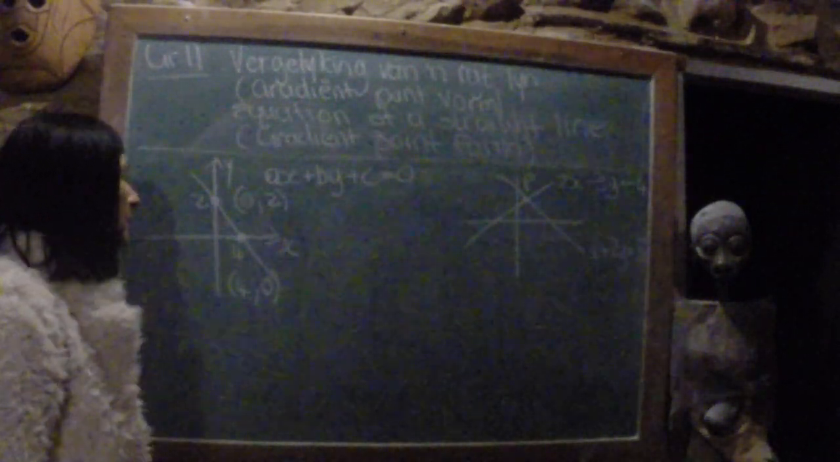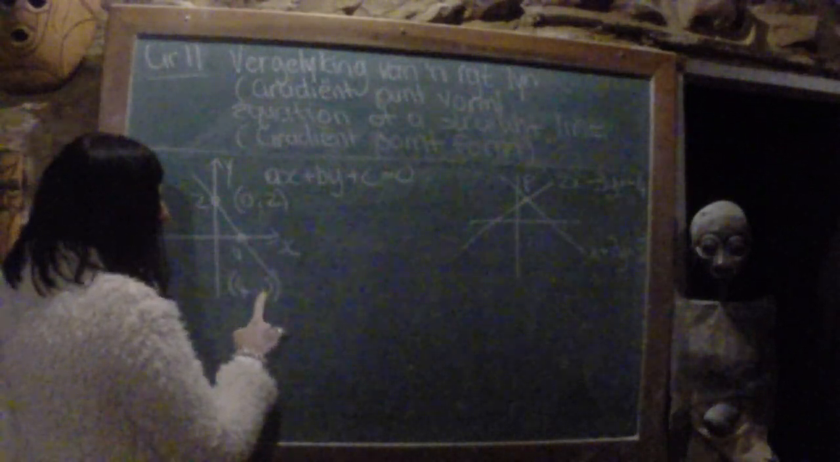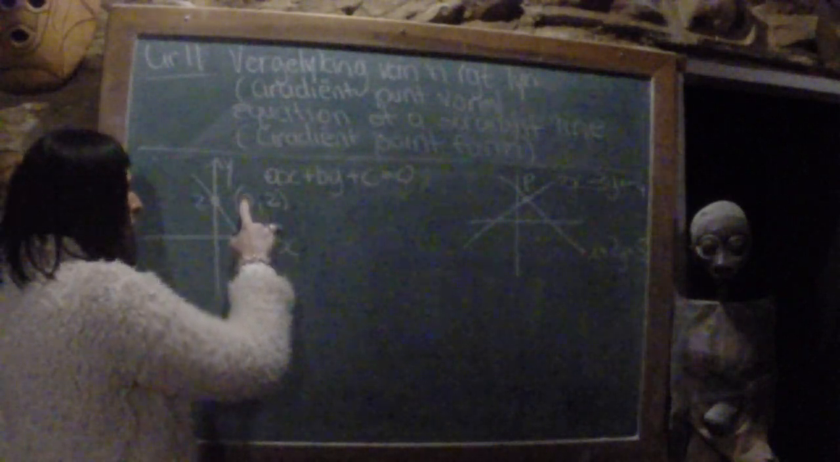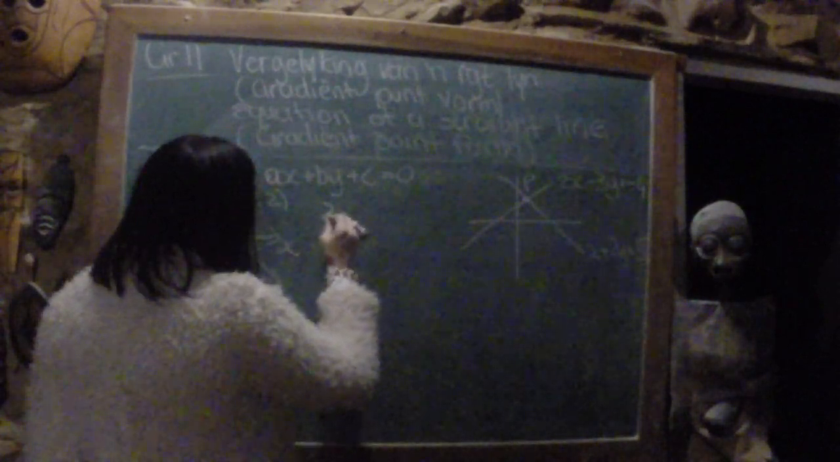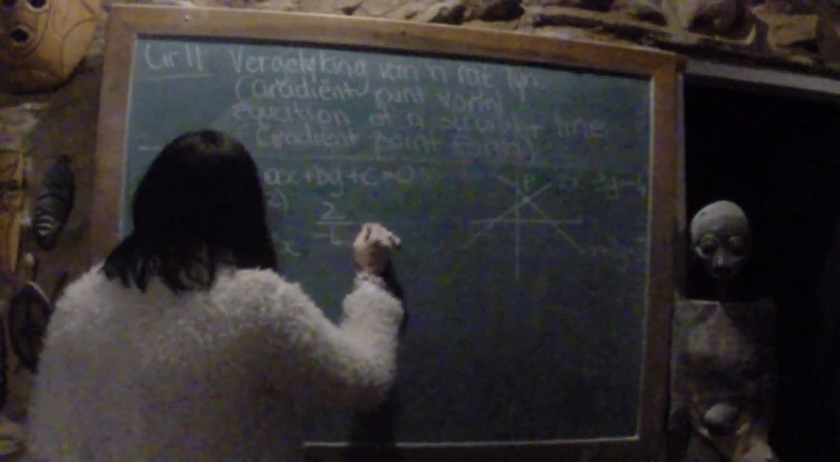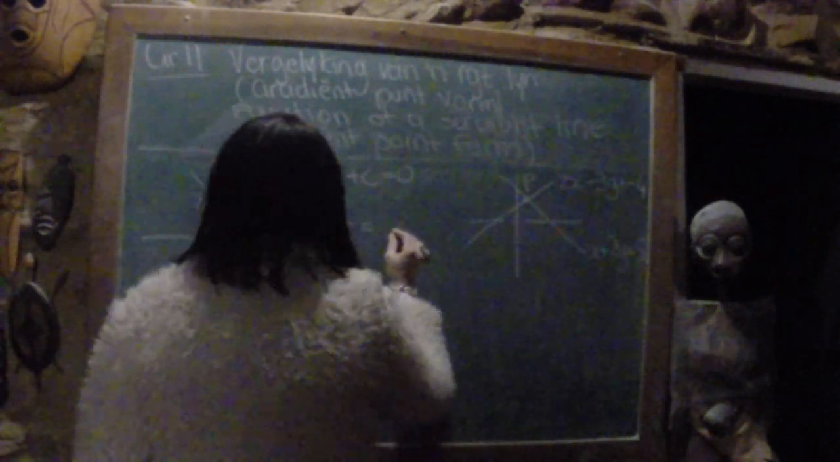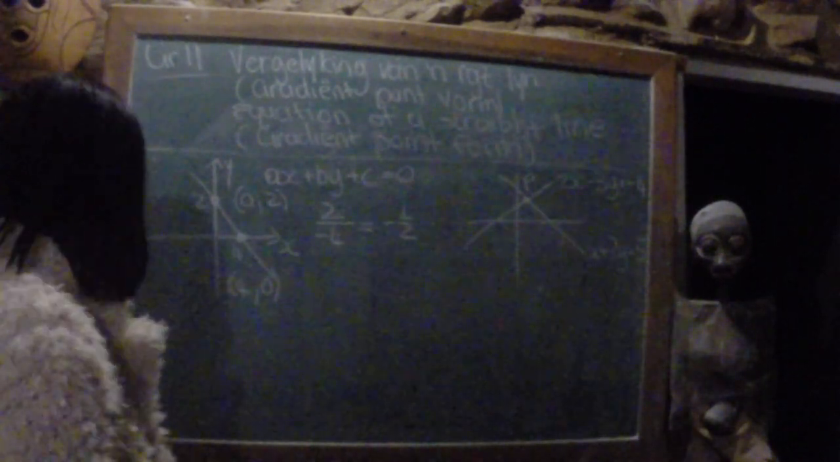So wanneer ons die gradiënt gaan bepaal, dan kan ons sê verandering in y 2 minus 0 op die verandering in x 0 minus 4. So dit gaan wees 2 minus 0 op 0 minus 4. So the gradient will be minus a half. That's the gradient of the line.